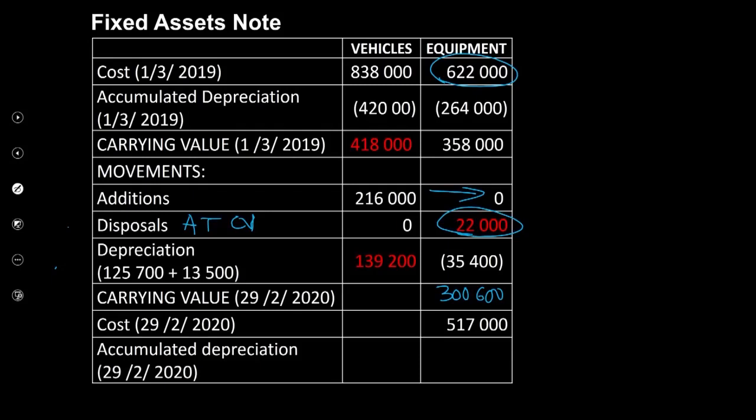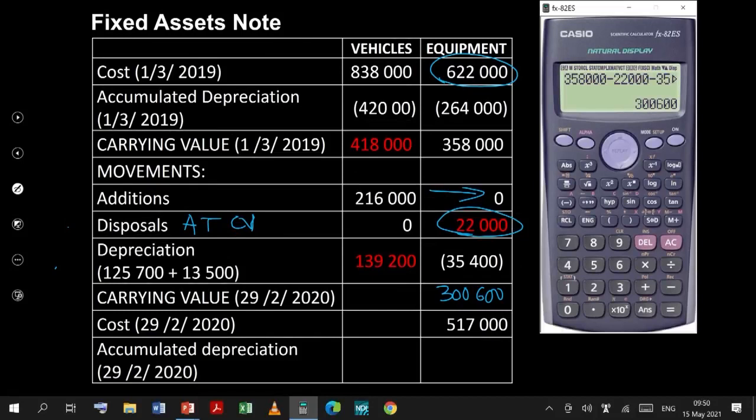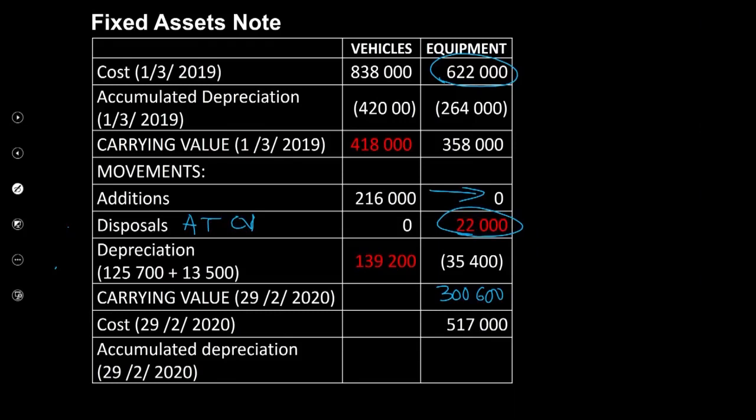Now let's see if you take your 517,000 minus 300,600, it will give you a figure of 216,400. Now, what is the 216,400? The 216,400 is the accumulated depreciation at the end of your financial year.